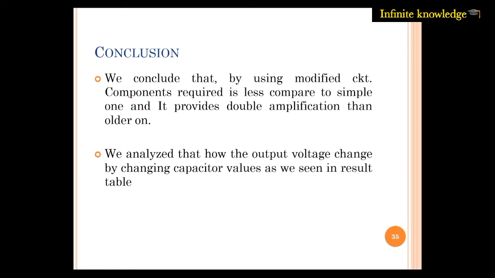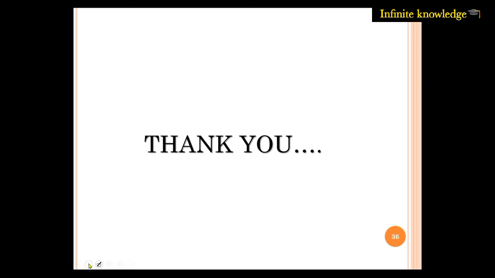And what is the conclusion of this project? We can conclude that by using a modified circuit, the components required are less compared to the simple one, and it provides doubler amplification compared to the older one. So you can see that the cost of this project is less, because no transformer is used. We can directly increase our voltage by using simple diodes and capacitors. We can analyze how the output voltage changes by changing the capacitor's value, as we saw in the result table.